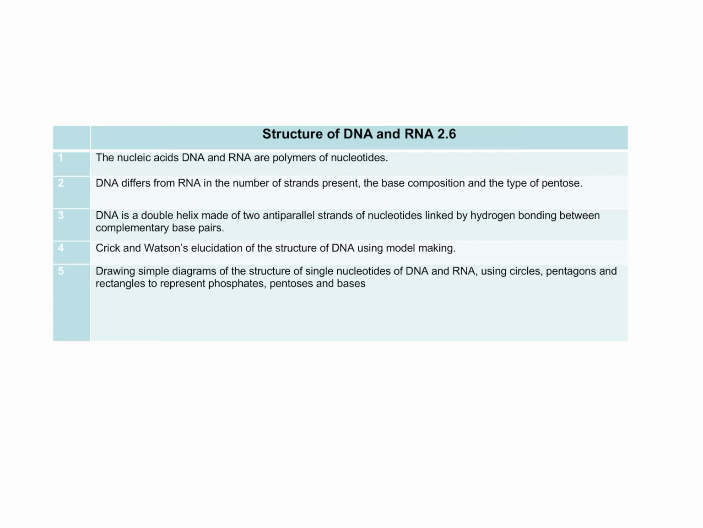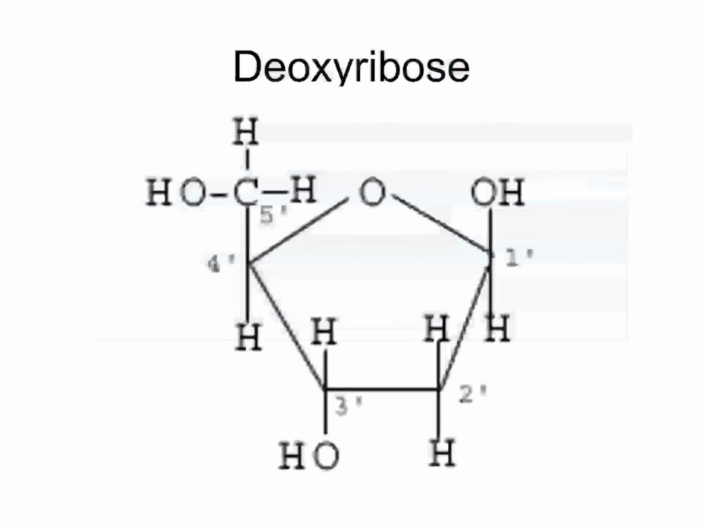We're going to be looking at the structure of DNA and RNA and the fact that they're polymers of nucleotides. We're going to be looking at how DNA and RNA differ from each other. We're going to understand the structure of DNA, that it's the double helix with two anti-parallel strands of nucleotides linked together by hydrogen bonds and complementary base pairs. And we're going to draw a simple diagram of the structure of single nucleotides of DNA and RNA using circles, pentagons, rectangles to represent those phosphates, pentoses and bases.